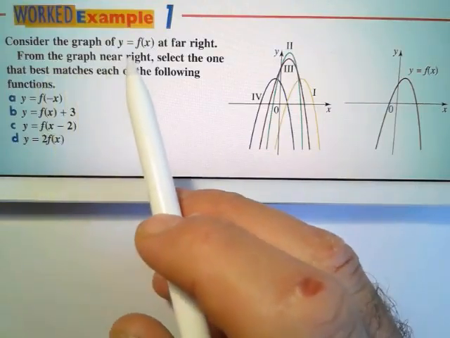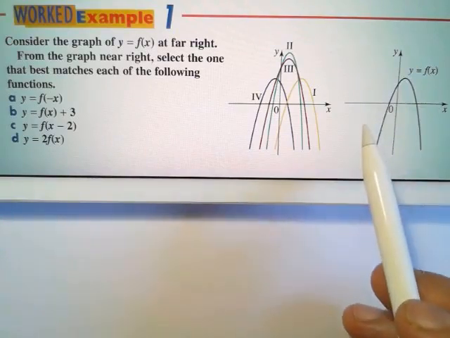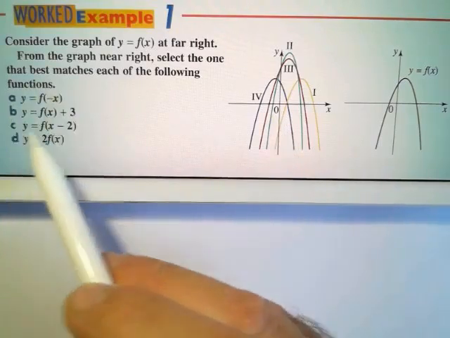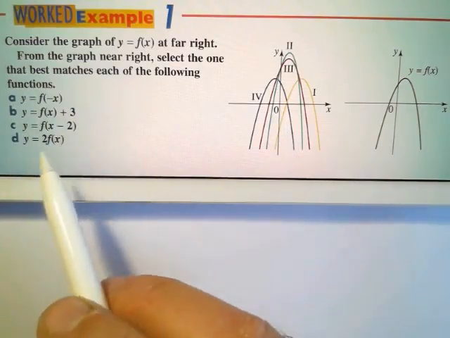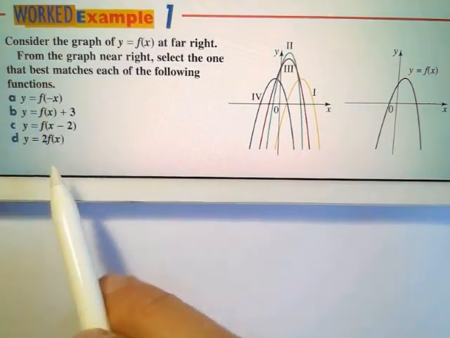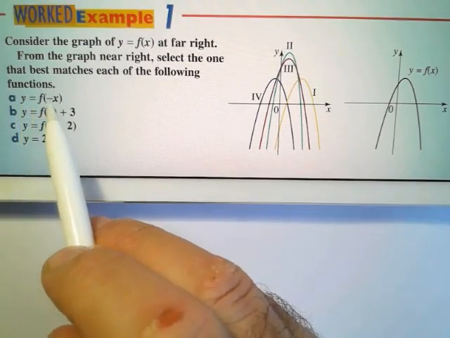Consider the graph of y equals f(x) at far right. So we're looking at this graph. From the graph near right, select the ones that best match the following functions. The easiest way is to look at the first one and then work your way through. We say y equals f(-x).